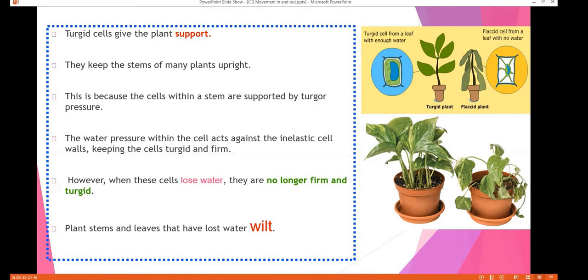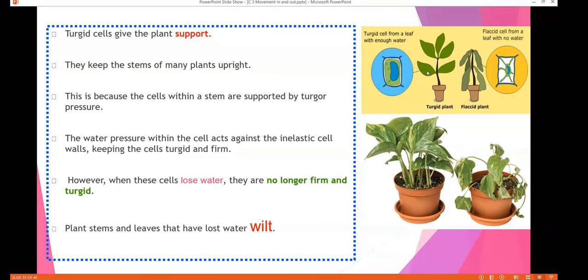Girls? Can I answer, miss? Yeah, please go ahead. Because the leaf itself doesn't have enough water in the large vacuole. Therefore, that's why it doesn't look as healthy. Very good. So this is what is explained in this picture.